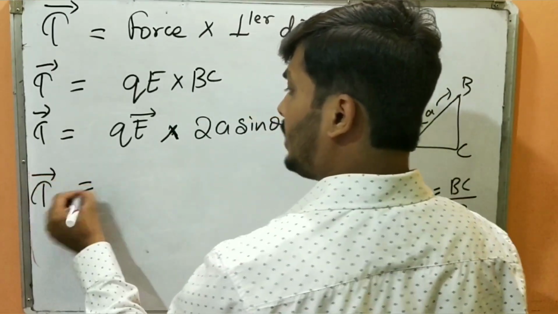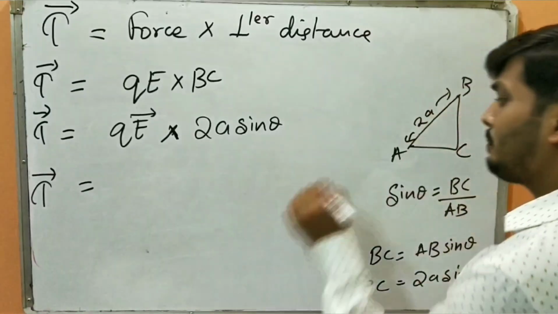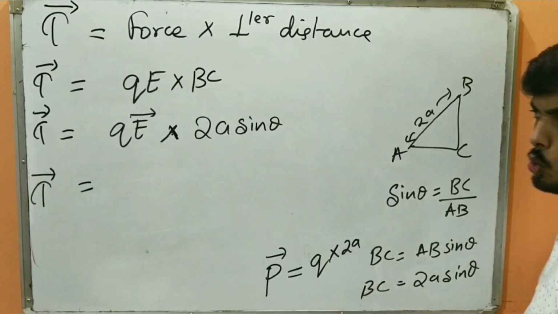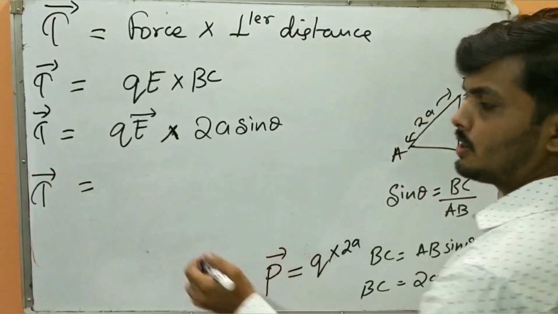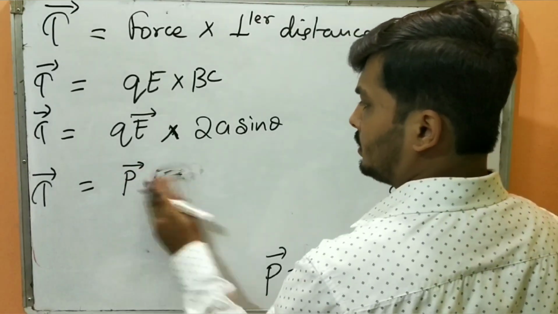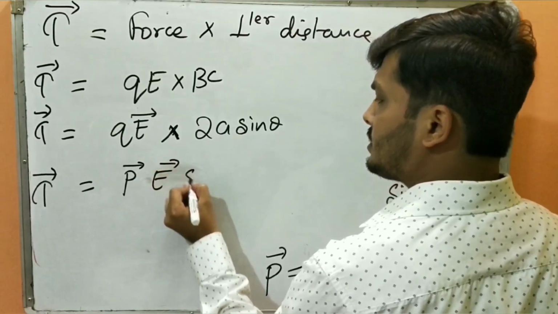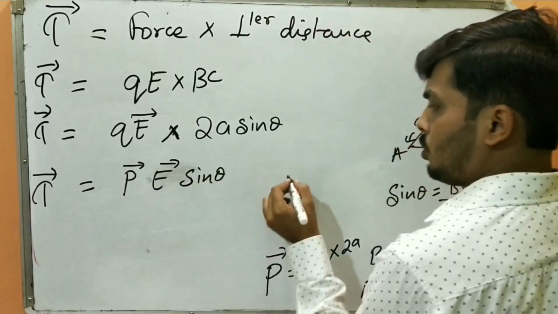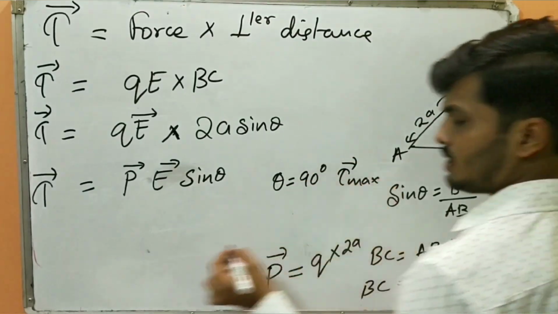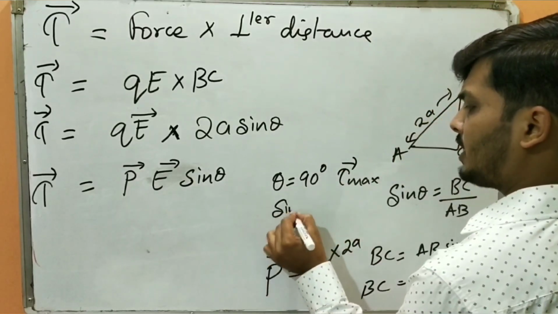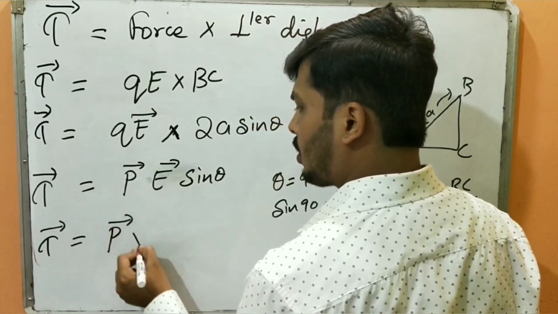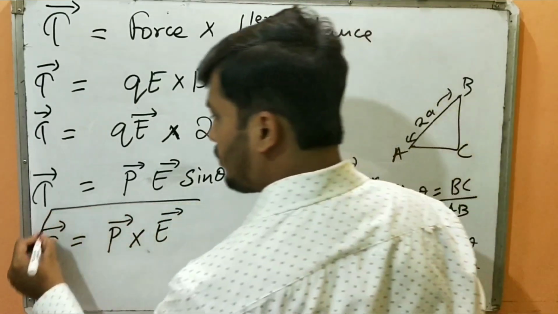So, now what are you finding? Dipole. And what is the definition of the dipole? What is dipole? P is equal to what? Product of one of the charges and the distance. So Q times 2a. So Q is here, 2 is here, a is here. So shall I write this as P? What is left? E. PE sine theta. So for theta equal to 90 degrees, torque will be maximum. So sine 90 will be how much? Sine 90 will be equal to 1. So torque is equal to P cross E, which is a good example of cross product again.